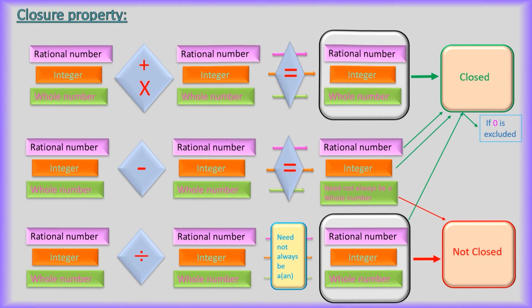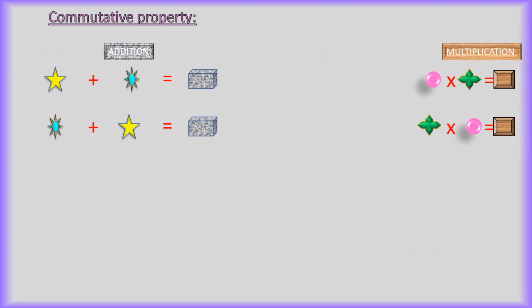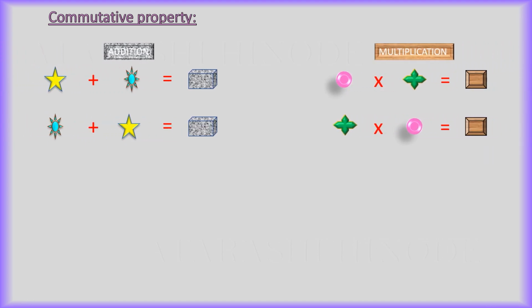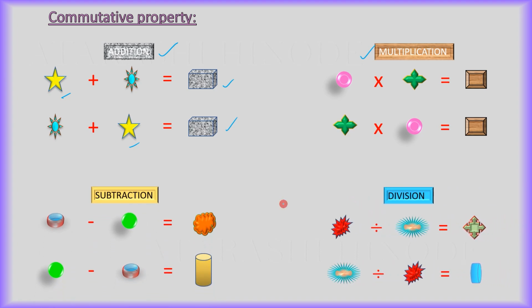Next is commutative property. For all the three types of numbers, we can add or multiply the numbers in any order. Changing the order does not alter the result. So, addition and multiplication are commutative, while subtraction and division are not commutative.